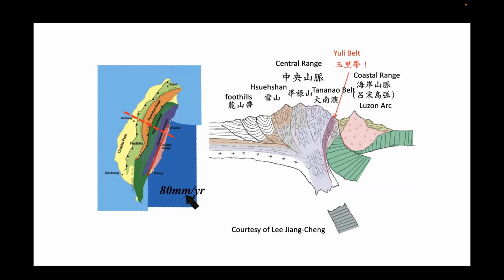And to the right, there is a very thin layer of red color here, and this is called the Yuli belt. This is a highly metamorphic ultramafic belt, similar to ophiolite, and people think there is a lot of peridotite and some serpentinite and some metabasalt in this thin belt. So this is derived from the mantle. And then further to the east is the coastal range. This is the former region of the Luzon arc.